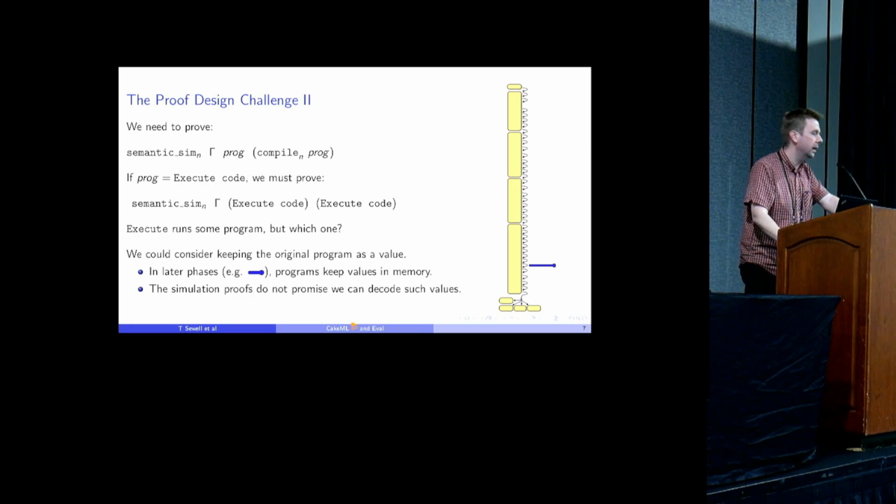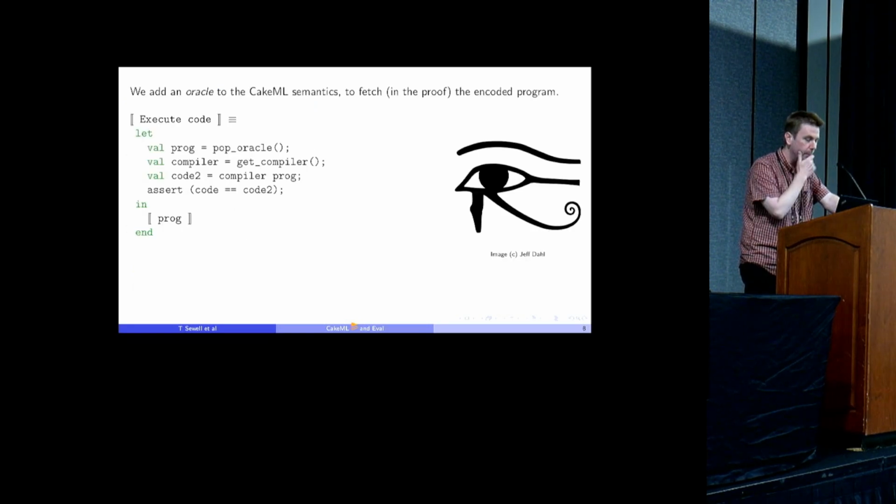We need some kind of a trick, and the trick is to add an oracle. So the oracle is a gadget which just conjures out of its own private knowledge, or who knows where, knowledge of what program you're trying to run when you do an execute. So the semantics of execute turns into something like: get the program that we are trying to execute from the oracle, popping it from the sequence of programs that the oracle knows about.